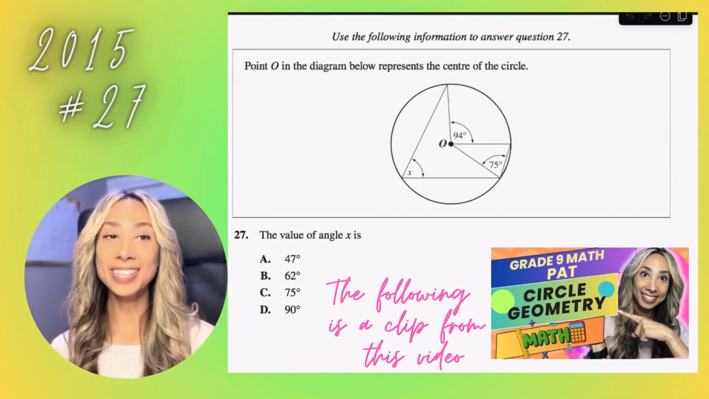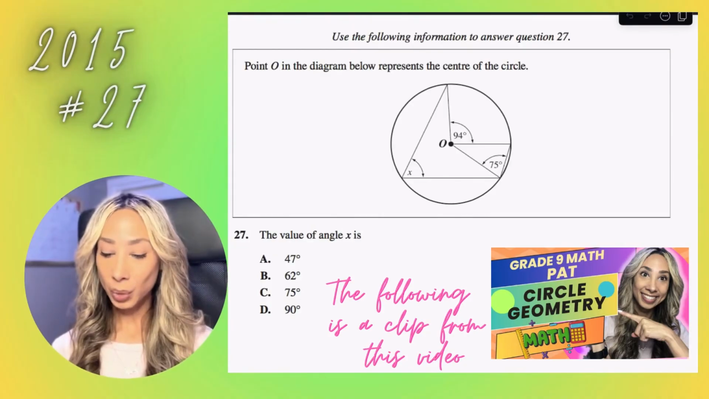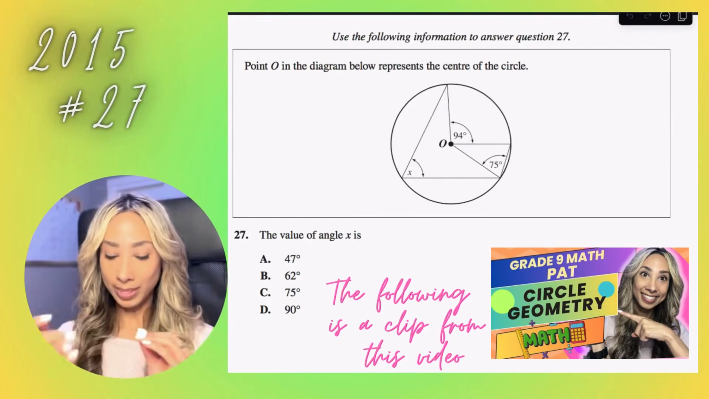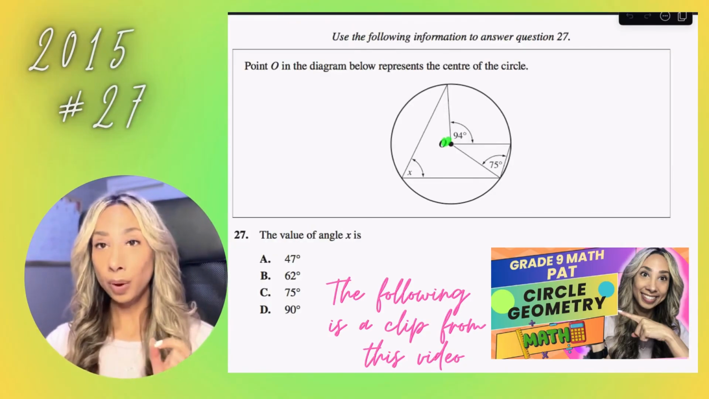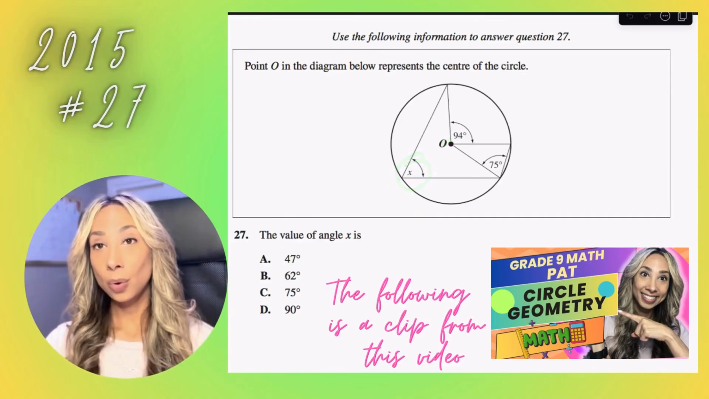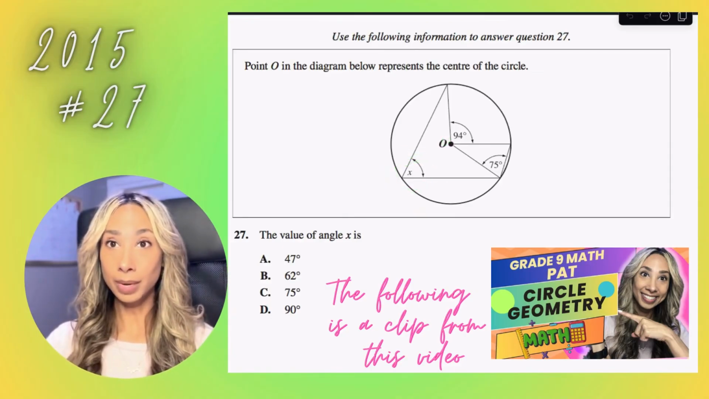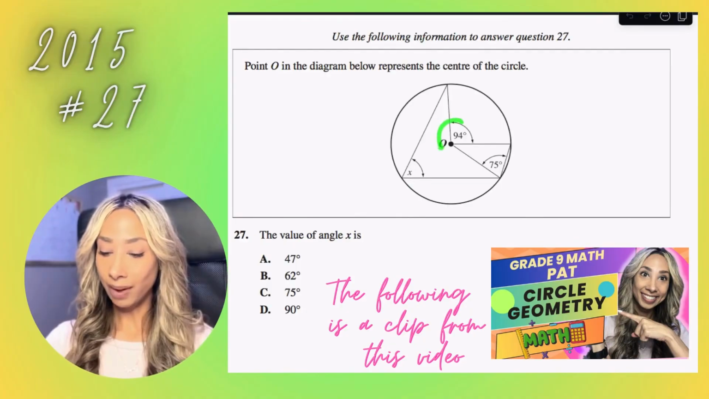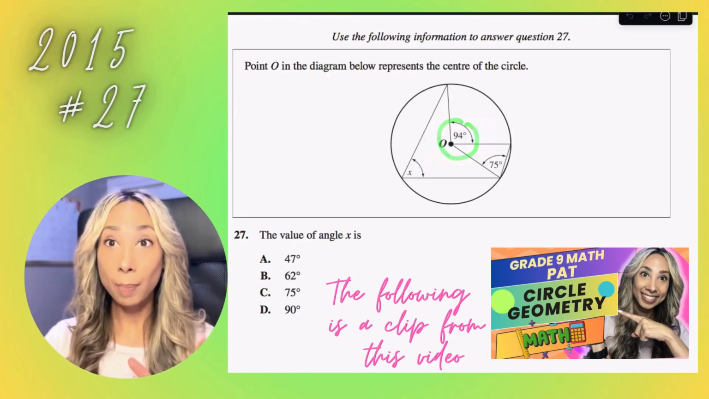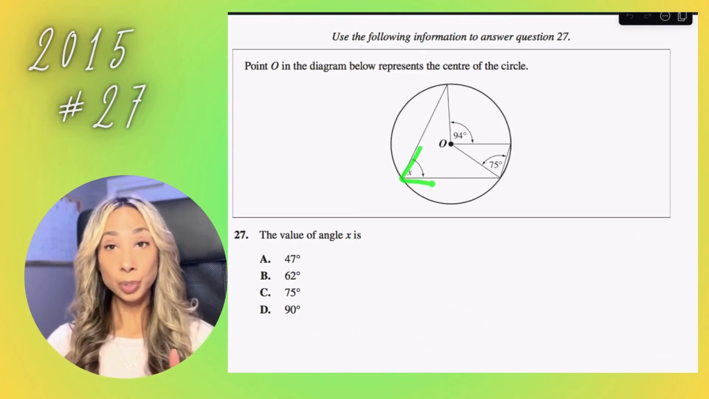Okay, last question here. This is number 27. What we want to do is, we've got point O in the center of the circle, and we want to figure out the value of x. A couple of things are probably coming to mind at this point. We know we have our central angle, well, we've got part of it anyway, and we've got our inscribed angle.